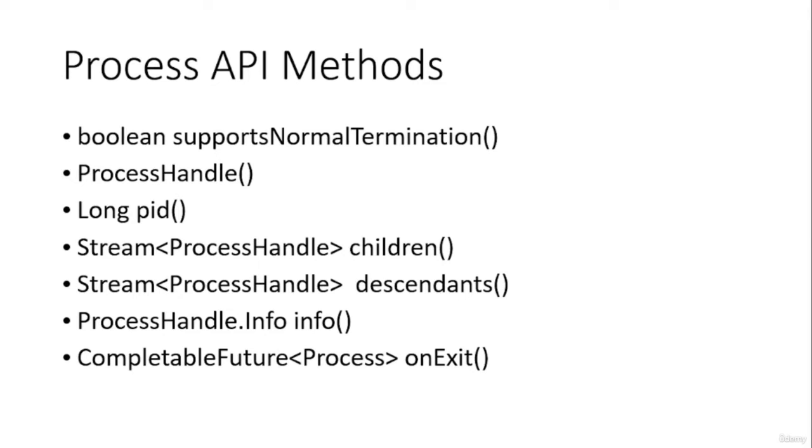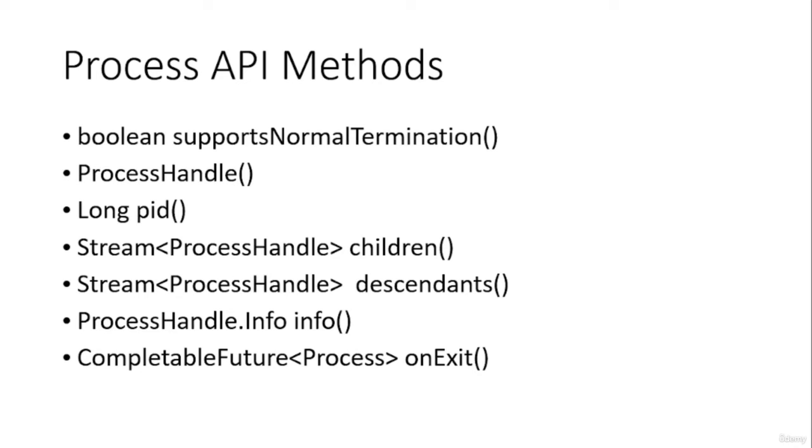So here we can see the methods. The toHandle method will return the ProcessHandle object, and the pid method will return the process ID of the particular process. Each process has a unique process ID, and it is returned using the pid method. Then children will return the children of the particular process. A process can have multiple children, so that is why there is that method.